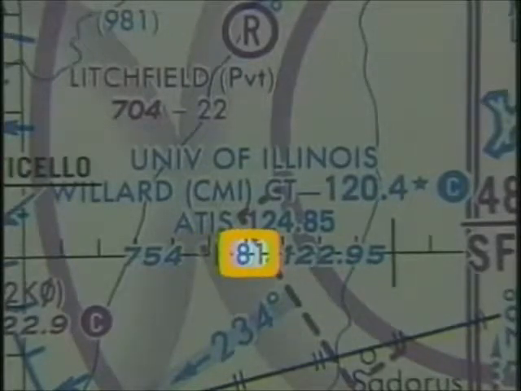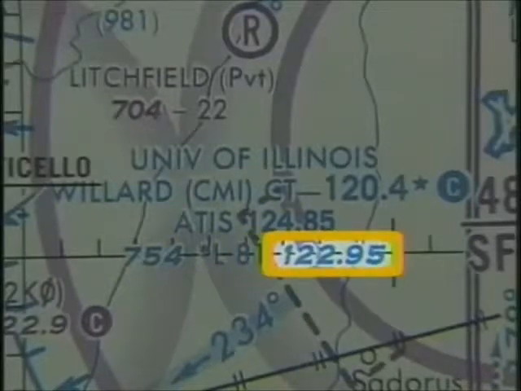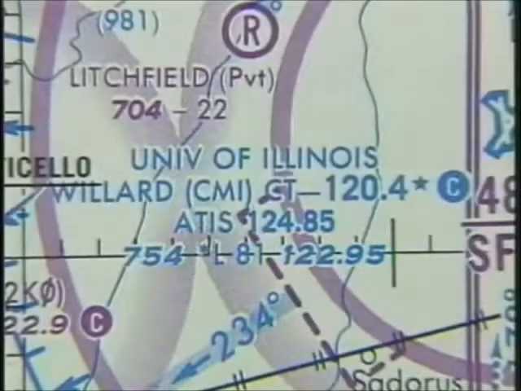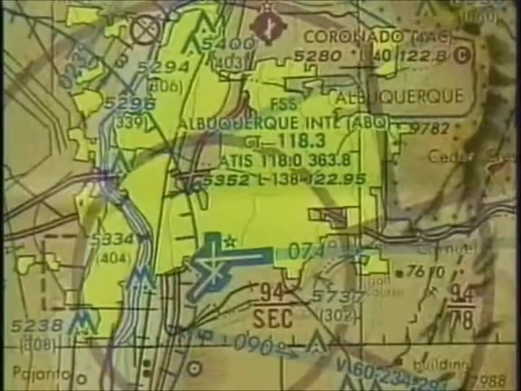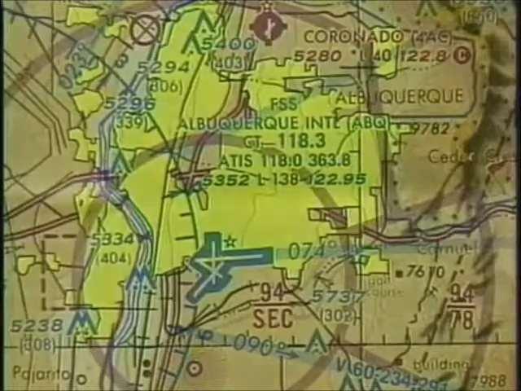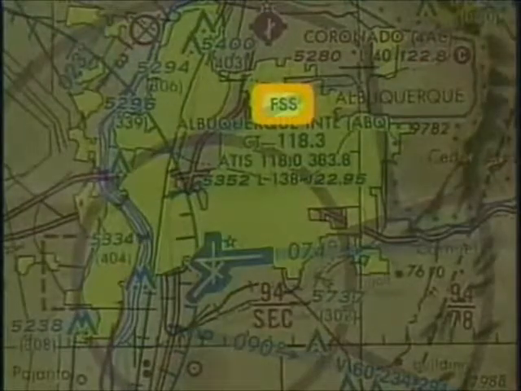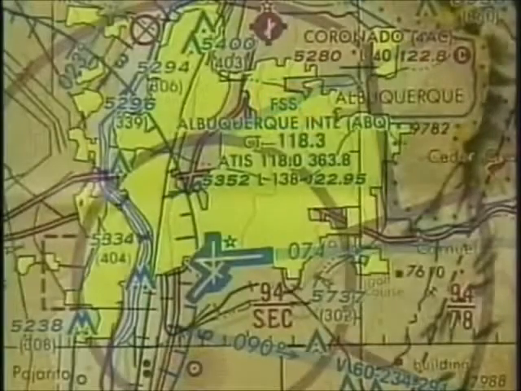The next number, 81, is the length of the longest runway in hundreds of feet. Here, the longest runway is 8,100 feet. However, the usable length may be less. 122.95 is the Unicom frequency. At airports where a flight service station is located on the field, the letters FSS are included above the airport name.